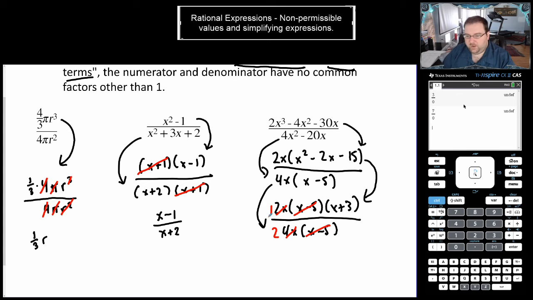So now we're one step away. On the numerator, all that's left is x plus 3, because 1 times (x plus 3) is just x plus 3. And on the bottom, all that's left is 2.